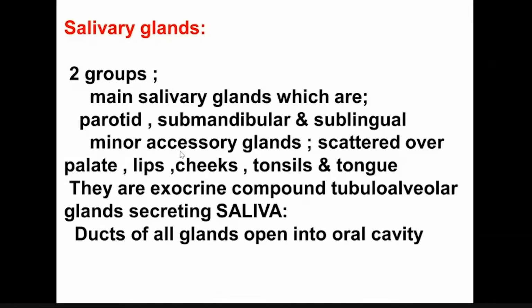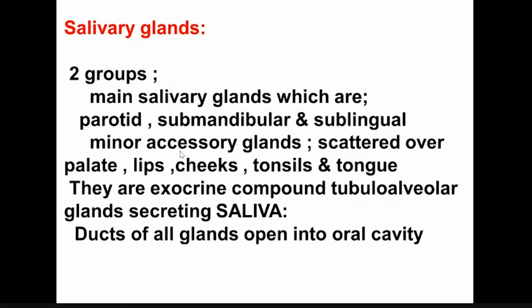So this means they should have a duct, and through the duct, they pour their secretion into the oral cavity. Structure of them, they are compound tubulo-alveolar, so they are formed of cells forming tubules, and some form alveoli. Alveoli means like sacs, and all of them secrete saliva. Ducts, all of them open into the oral cavity.